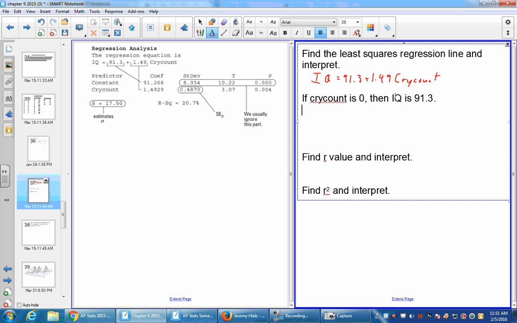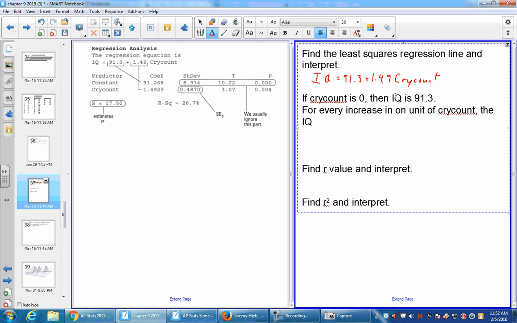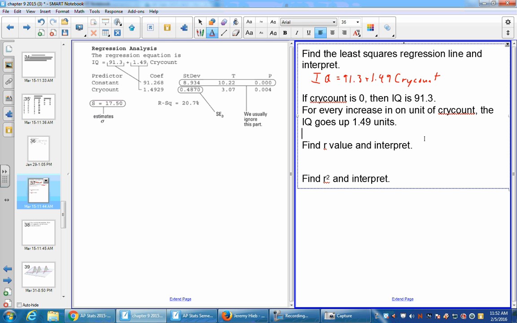The slope means for every increase of 1 unit of cry count, the IQ goes up 1.49 units. So that's pretty interesting. We see that as kids cry more, their intelligence increases. All right, we'll do more with that in a bit.